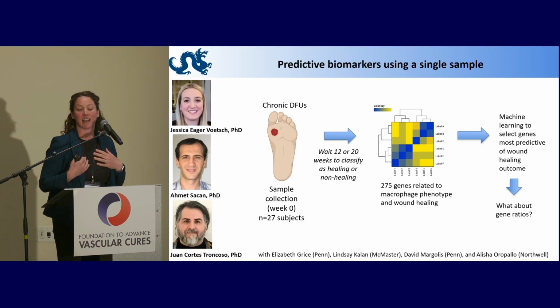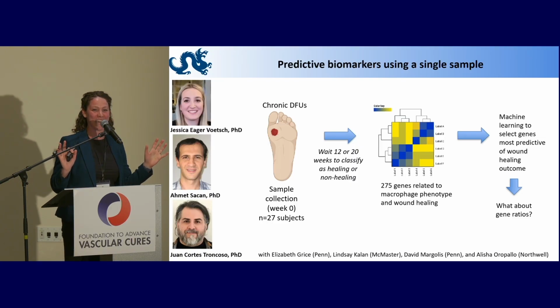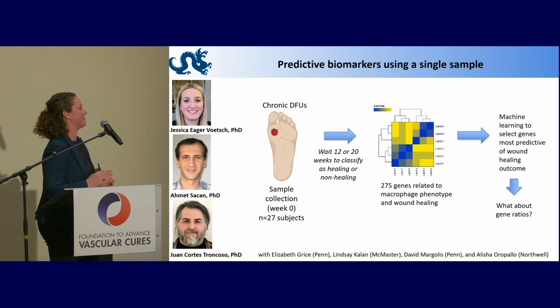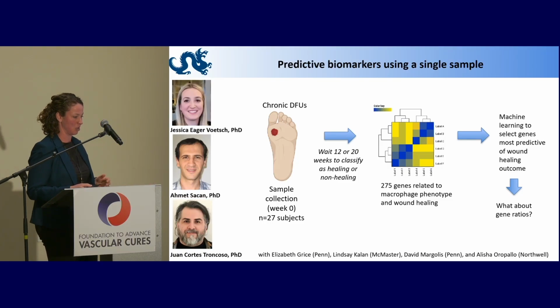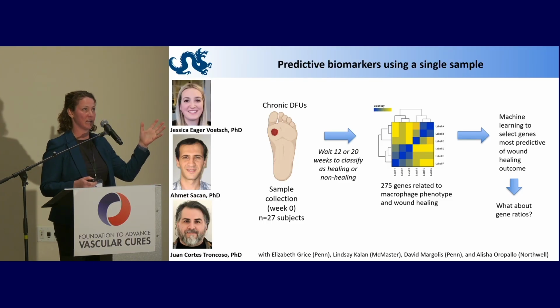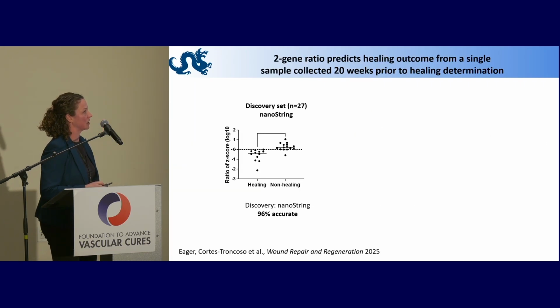And here's something that I could never have an undergrad do, right? So this is something, I'm normally an AI hater, sorry, but this was a good use of machine learning, to go through and say, what about all 2 gene ratios? And actually all combinations of genes. And we found a lot of 2 gene ratios that could predict healing outcome.